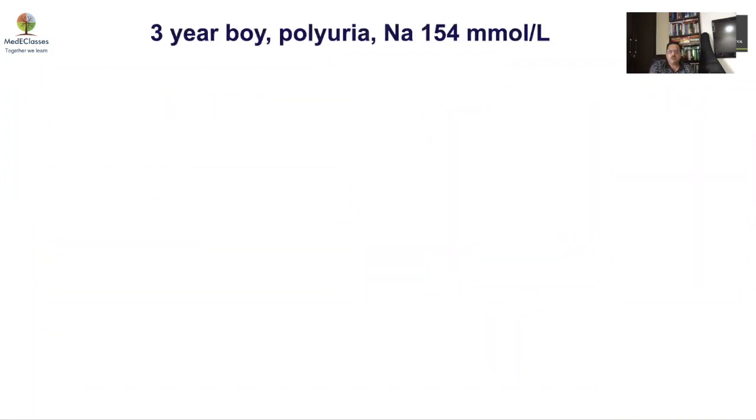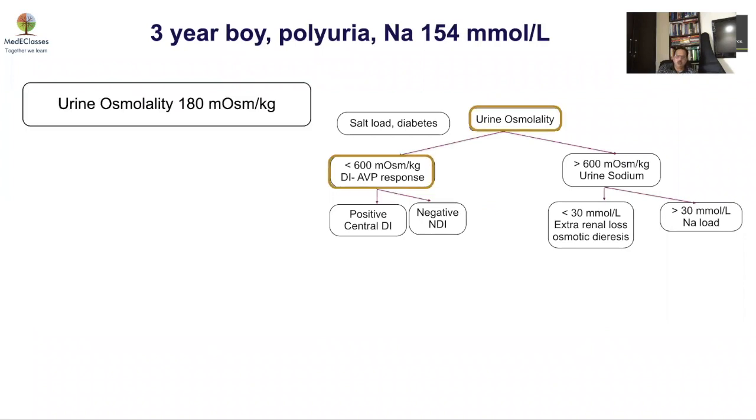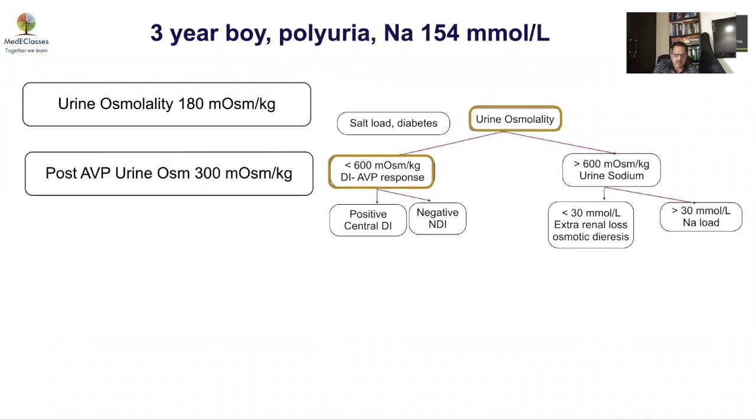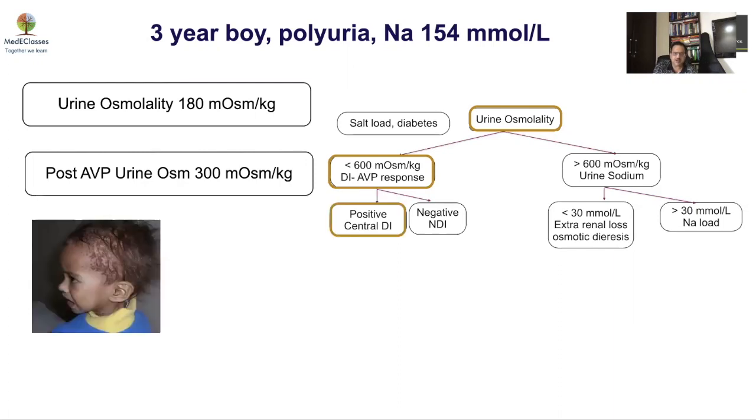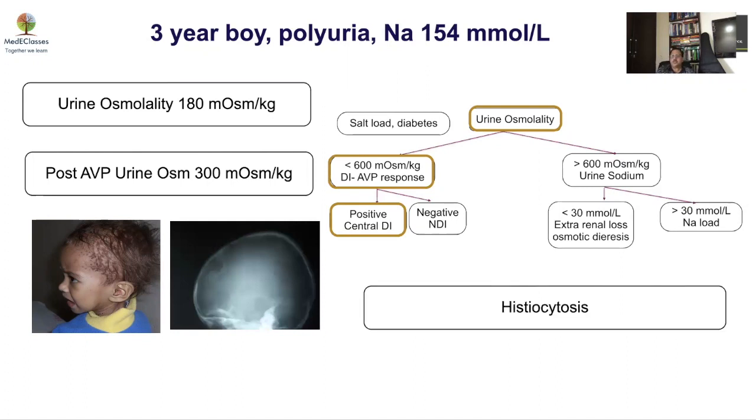A 3-year-old boy with polyuria, sodium of 154, and what you're seeing, urinary osmolality is low. So this is again DI. There is an AVP response, which is there around 120. So it's like around 70% increase happens. So this central DI actually has seborrhea, rash, and lytic lesion. So this is histiocytosis. So histiocytosis should be considered in somebody who has diabetes insipidus with rash, seborrhea, and an early onset in this situation.